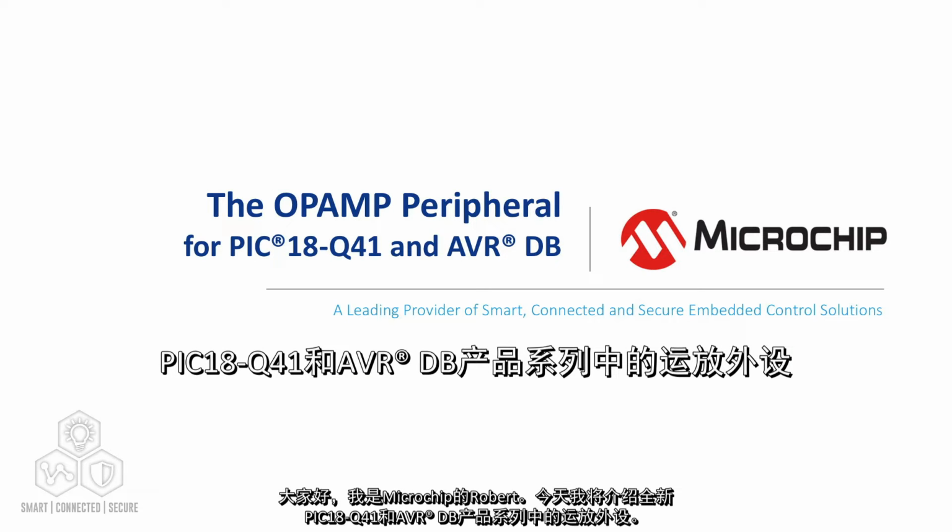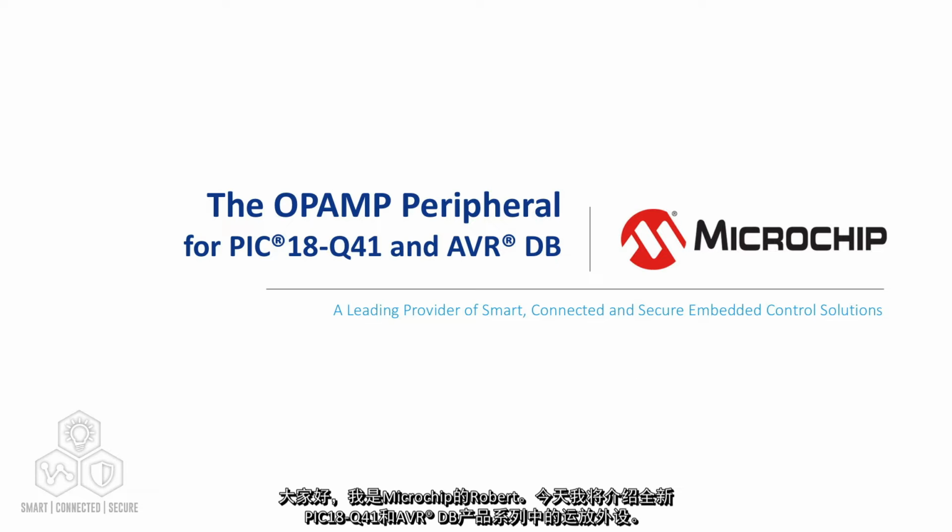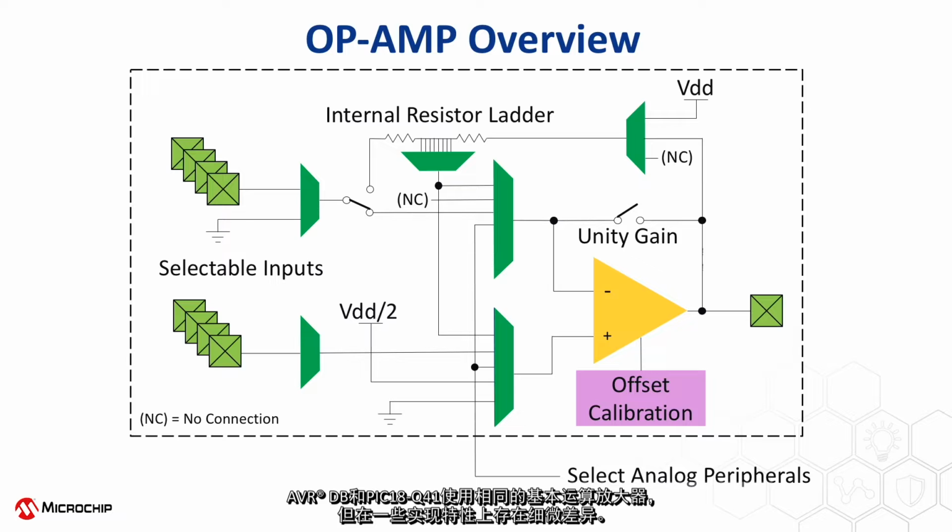Today I am covering the op-amp peripheral in the new PIC18 Q41 and AVR DB product families. Both the AVR DB and the PIC18 Q41 share the same basic operational amplifier with minor differences in a few of the implemented features. In most cases, the analog performance of both devices should be identical. The biggest difference between the two devices is the number of op-amps on board.